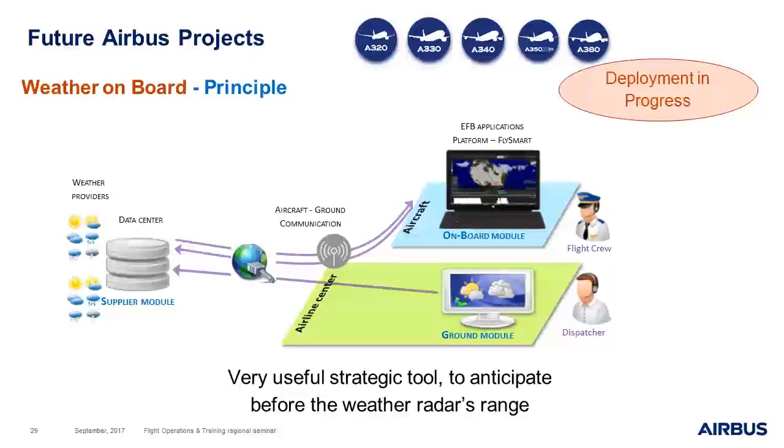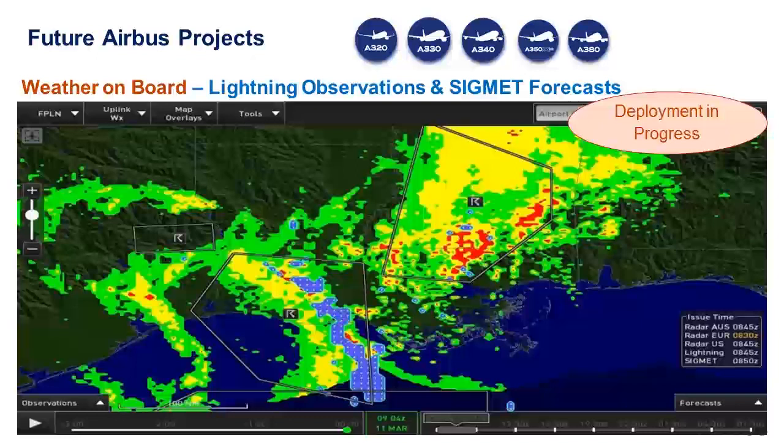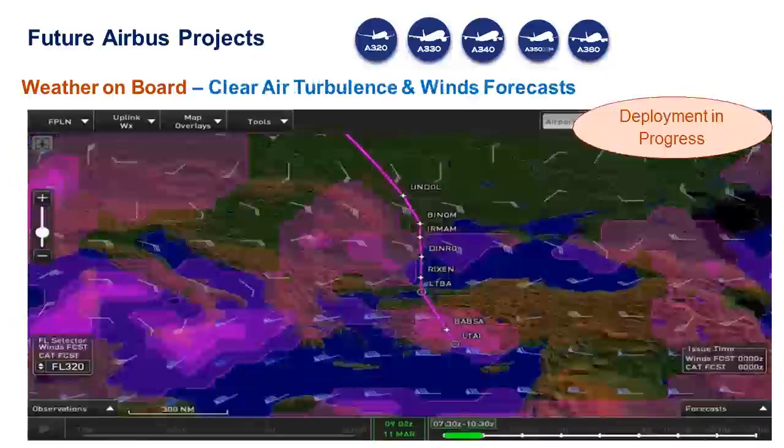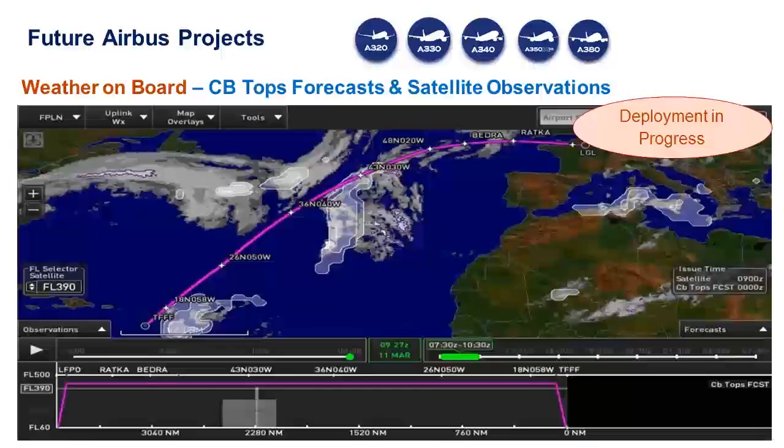The weather onboard application is already being deployed on some aircraft today. For example, it provides lightning observations, SIGMET forecasts, clear air turbulence and winds forecasts, CB tops forecasts and satellite observations.